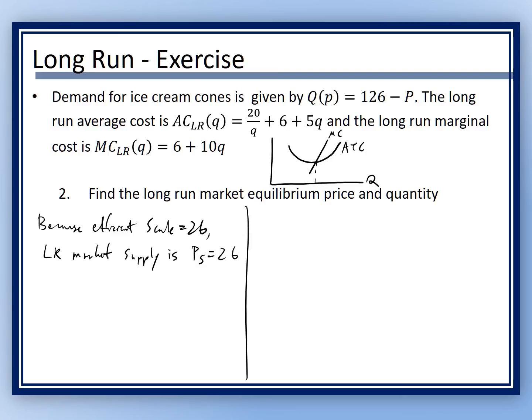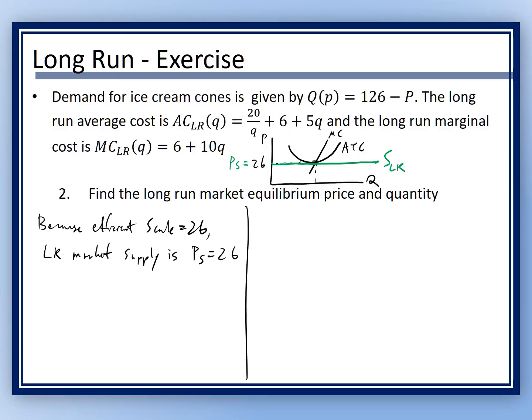Everyone has to produce at the lowest cost and charge the lowest possible price, which happens to be 26 in this case. No matter how much demand there is, everyone has to produce at the lowest cost. If there's more demand, more sellers enter. The equilibrium quantity in the long run depends on demand.